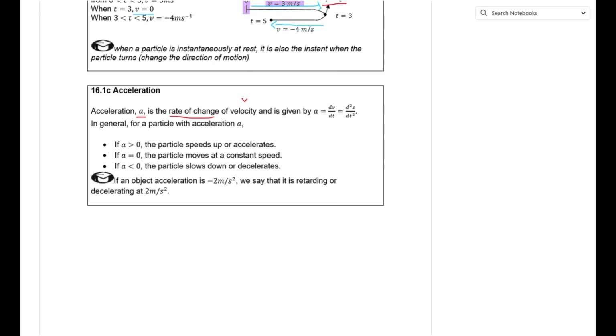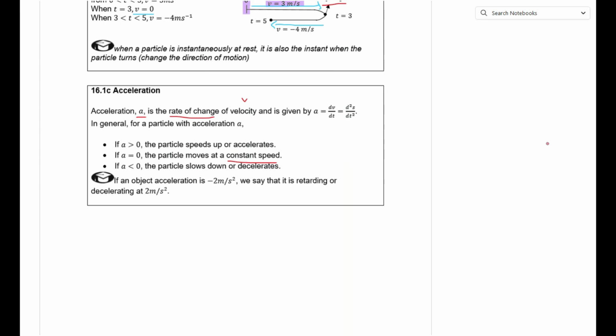This acceleration has a similar concept to when you're driving on the road and your vehicle picks up speed or slows down. So if a is more than 0, the particle is speeding up or is accelerating. If a equals 0, the particle moves at a constant speed. It is a misconception to assume that when a equals 0, the particle is not moving at all. Some people might fall into that trap.